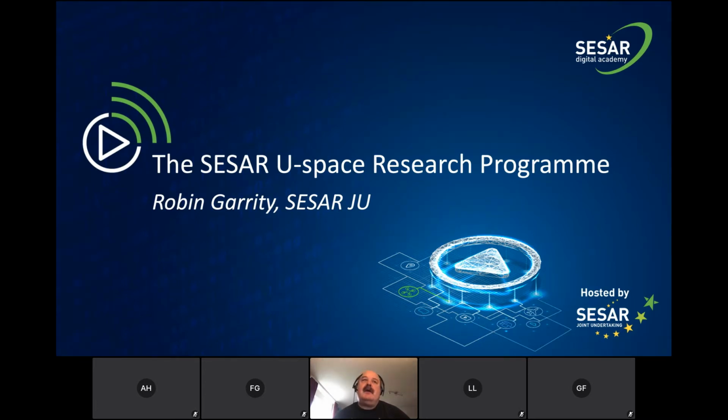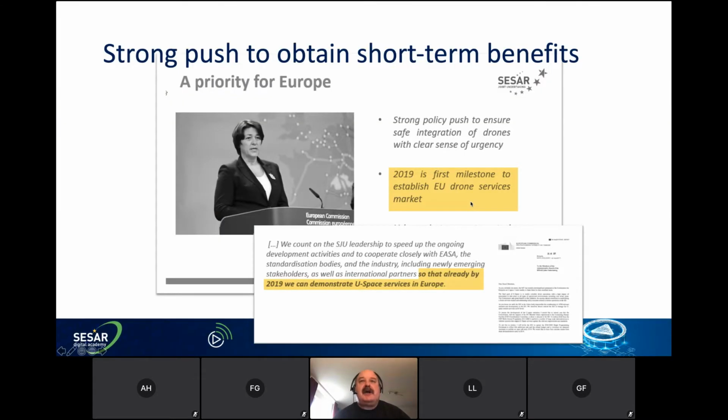So, as Florian indicated in his introduction, this started back in 2017 with the Helsinki Declaration, where it was clear that we needed to do some work to try and put some order into the rapidly increasing drone market. And the term U-Space was coined to represent UAS traffic management in Europe. And SESAR Joint Undertaking was given the task to create and run a research program.